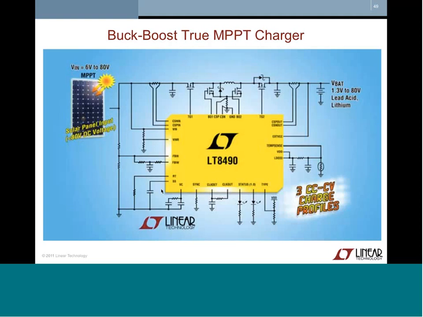Based on this buck boost controller, we built another one, which is called LT8490 True MPPT Charger. It can handle input from the solar panels. It has an internal mechanism to follow the MPPT, the maximum power point of the inputs. And on the output side, it has a full charger for lead acid or lithium batteries.